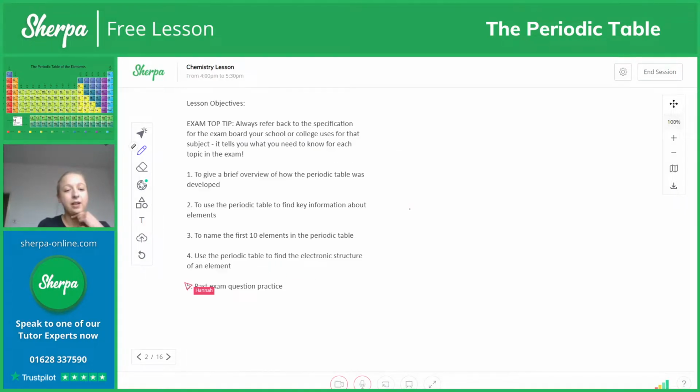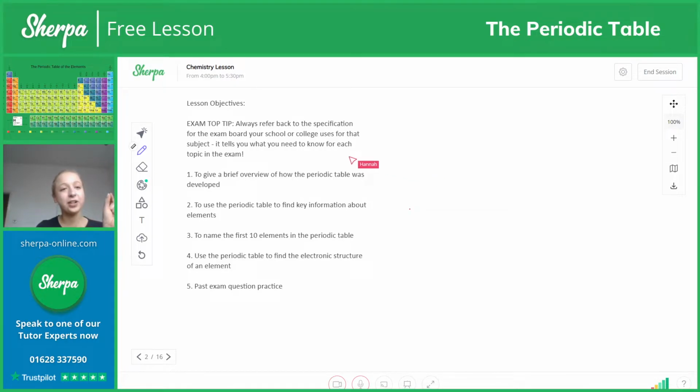So let me go to the first slide. We're going to start with your lesson objectives, and I've got a little exam top tip here, which is for when you're revising by yourself. Always, as a starting point, go back to your specification or your syllabus, they might call it, for whatever exam board that your school or your college uses for your subject. So make sure that you ask your teachers, what exam board are we using? Is it AQA, OCR, Edexcel, whatever it might be? Make sure you're really up to speed on what that is.